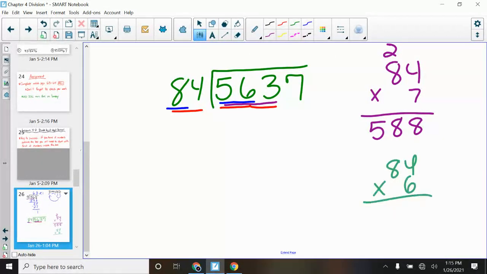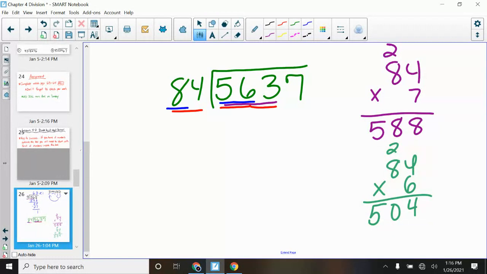So Mason, you get to do this. 6 times 4 is? 24. We're going to drop our 4. We're going to carry our 2. 6 times 8 is? Allie? 6 times 8 is 48. 48 plus our extra 2, Mason, gives us? She said 6 times 8 is 48. I've got to add my extra 2. 50. So look what 84 times 6 gives us. 504. You think that's the one we should use?